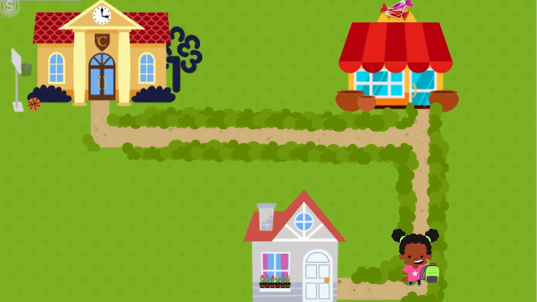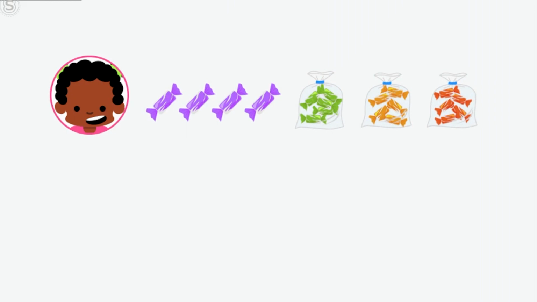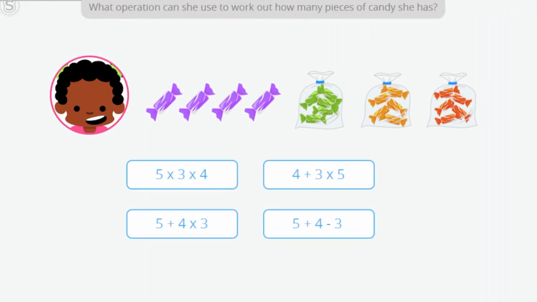Then, on the way to school, she bought 3 bags with 5 pieces of candy in each bag. Now Zoe wants to know how many pieces of candy she has. What operation can she use to work out how many pieces of candy she has?